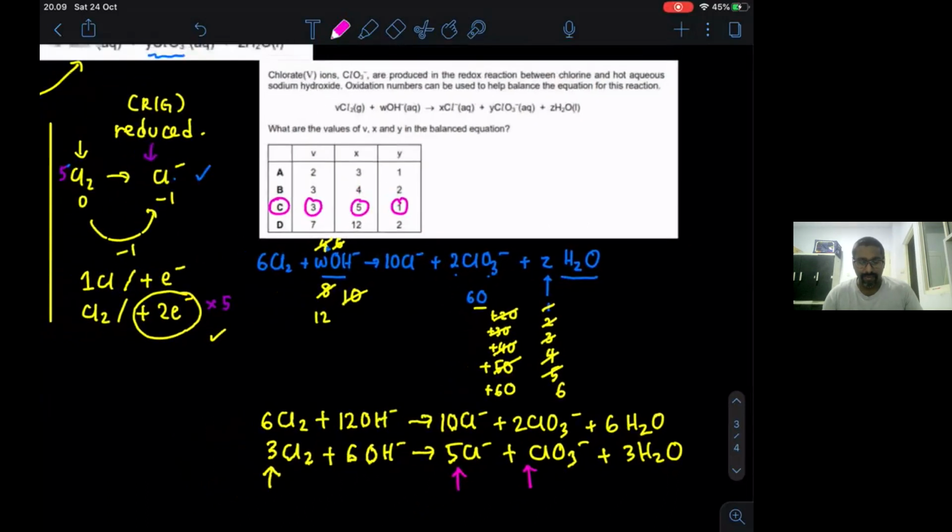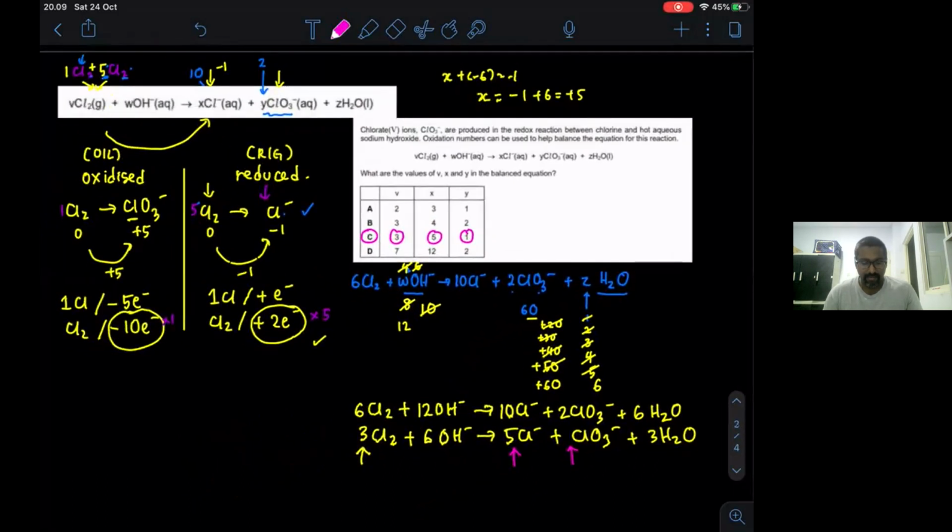So this is how we do this. It's a bit challenging. This is going to be the method to solve for disproportionation reaction. So please take note.